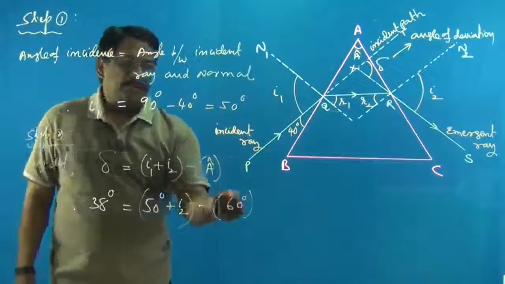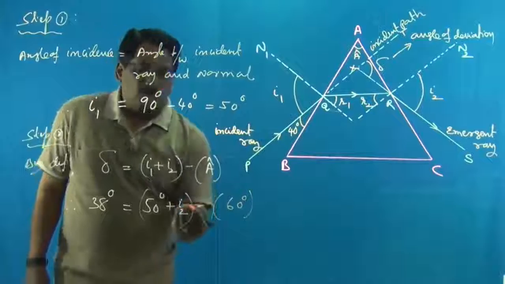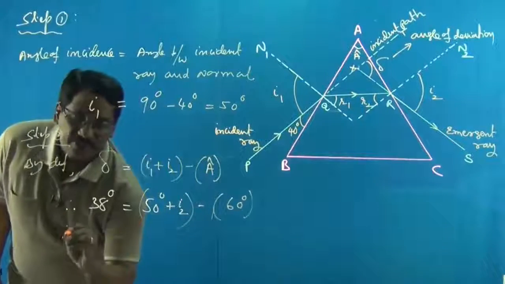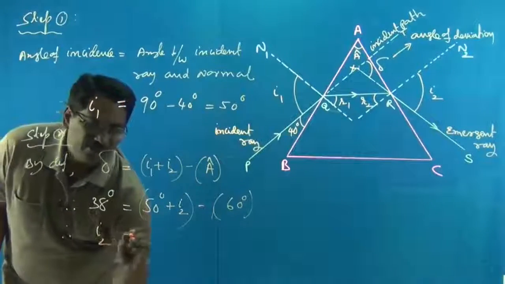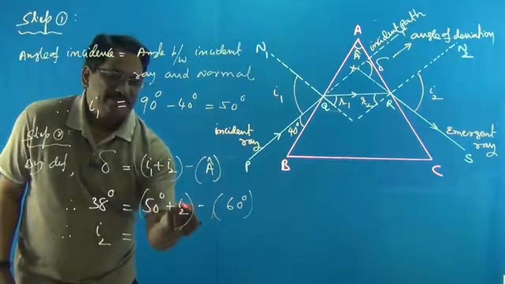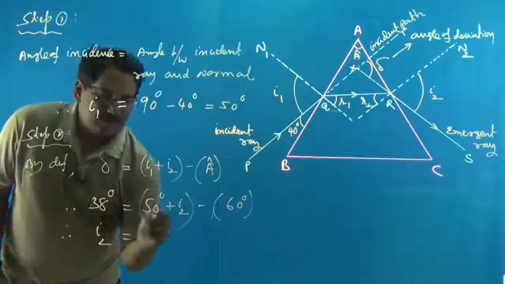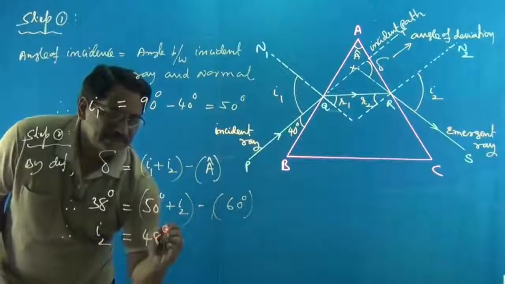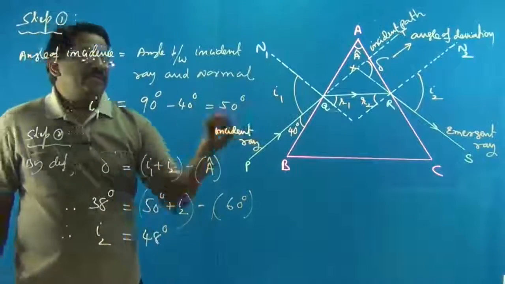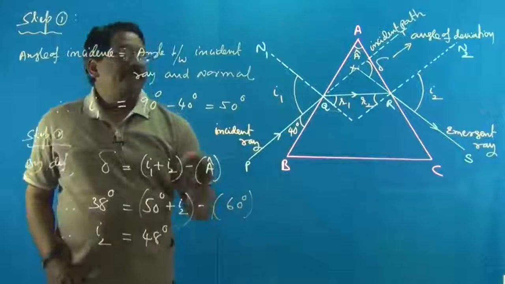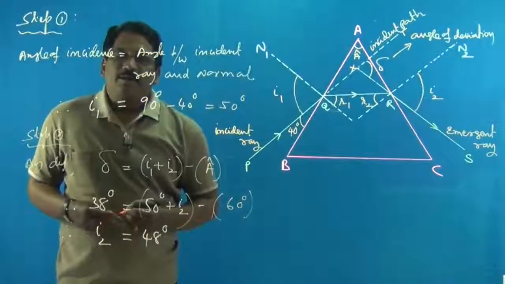This is also in the numerical. So the value of I2, we have to find, the angle of emergence. Therefore I2 is equal to, here minus 10 when we bring it to this side, and this is 48 degrees. So the angle of emergence I2 is asked, that is 48 degrees. So option 2 is our correct answer.